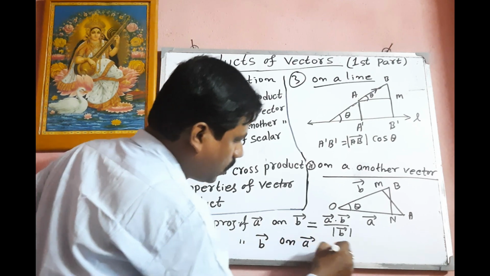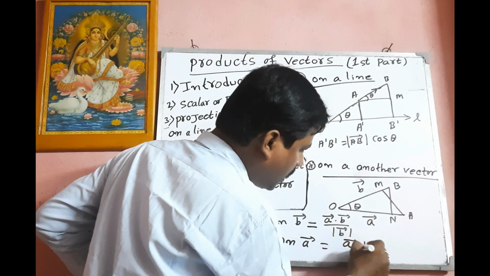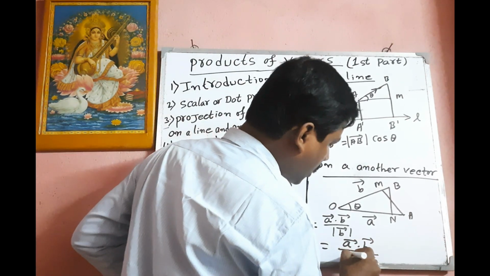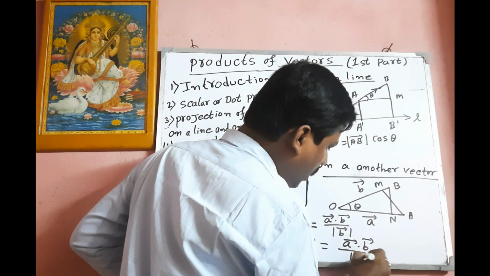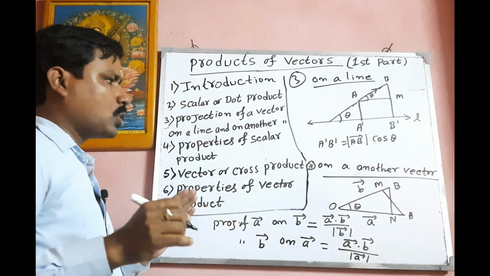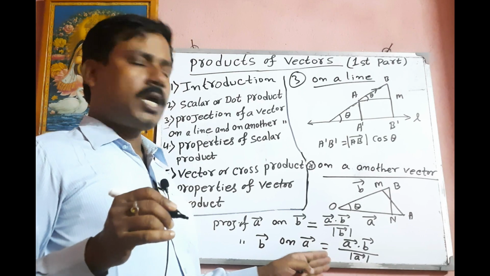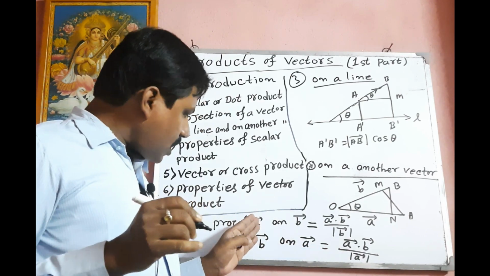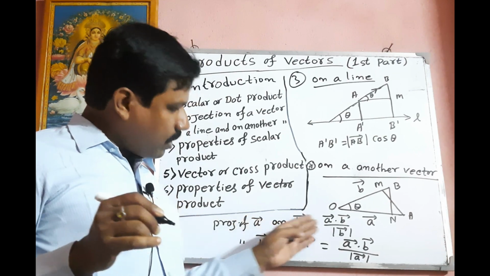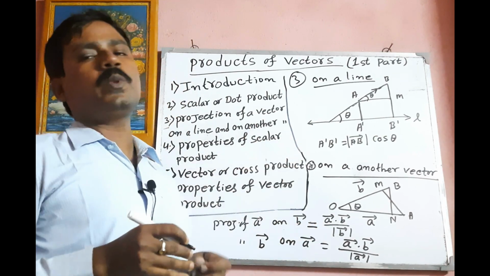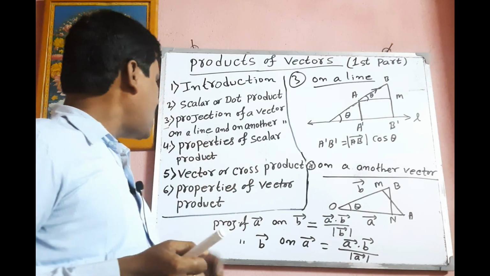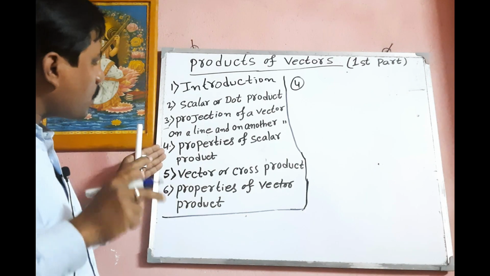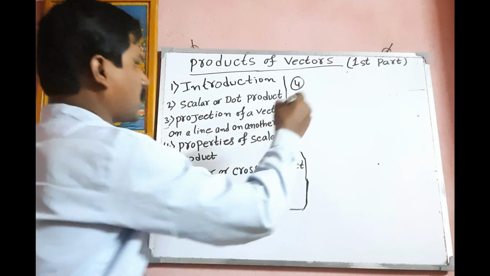Similarly, the projection of B vector on A vector will be A dot B, that is the scalar product of A and B vectors, divided by modulus of A vector. So this is the projection of B vector on A vector, and this is the projection of A vector on B vector. This completes the third part of today's discussion, and we move to the fourth part, the properties of scalar product.